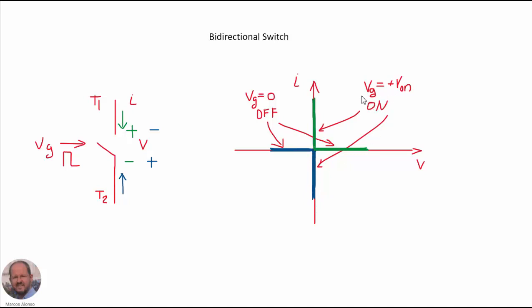This is when we are applying a voltage VG, the control voltage, equal to a positive voltage. And then when the switch is off, then we can also handle positive voltage and negative voltage. And this is when we are applying zero voltage to the control signal VG. We must take into account that a complete bidirectional switch is that one in which we can fully control the flow of the current in both directions, so we can turn on and turn off the switch at any moment.